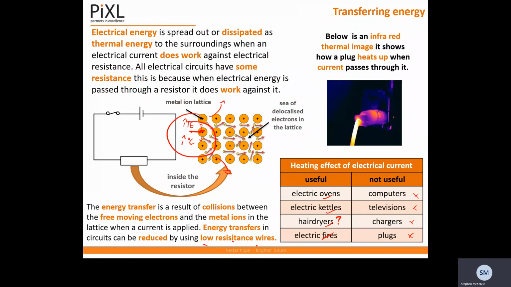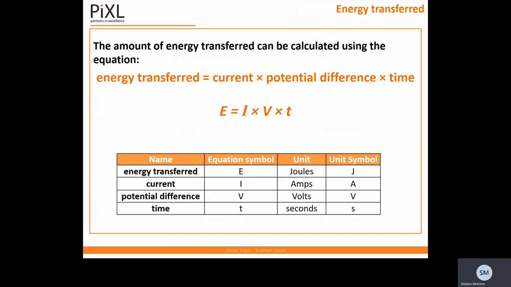The amount of energy transferred can be calculated using the equation E equals I times V times T. The total amount of energy is equal to the amount of current, so the amount of coulombs per second, multiplied by the amount of energy per coulomb that those coulombs are carrying, multiplied by the amount of time that my circuit has been on for.